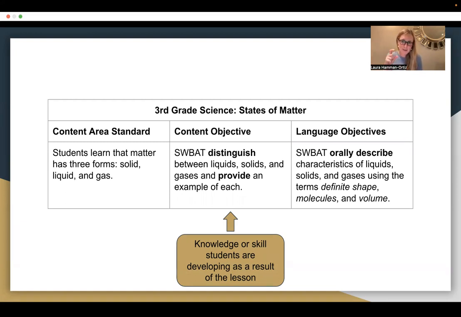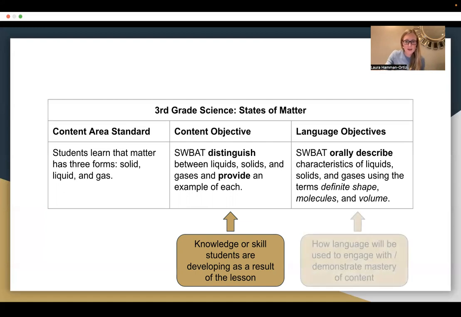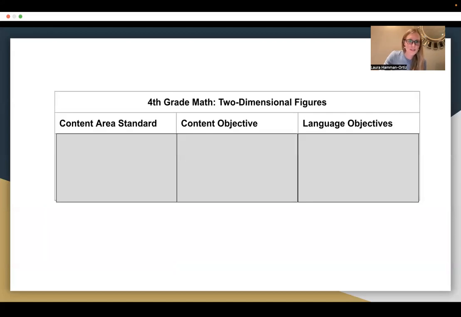And I've also identified some specific forms or specific language features that I want students to be mastering. So here I'm focusing on specific vocabulary words. I want them to be able to use the terms definite shape, molecules, and volume as they are orally describing these characteristics of these different forms of matter. So you can see here that this is the language that's being used to engage with and to demonstrate mastery of the content learning goals here. Let's look at another example.